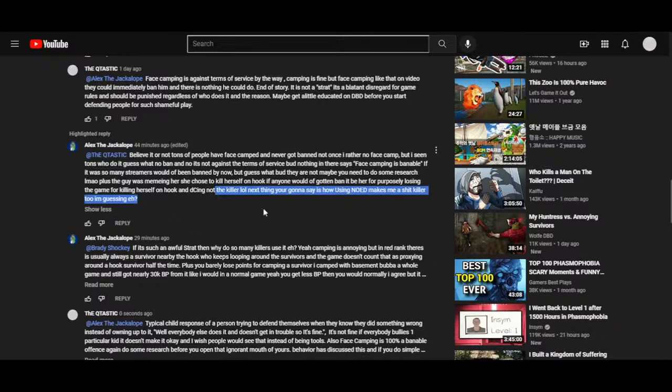Freudian slip. He's trying to deflect from the fact that he's wrong, but he actually threw himself under the bus. He ended up Freudian slipping here. The killer. Next thing you're gonna say is how using NOAD makes me a shit killer too, I'm guessing, eh? That's a Freudian slip. He thinks that he's a shit killer because he has to use NOAD. So I'm guessing he's new to the game or something. He already thinks that he's a shit killer because of it.